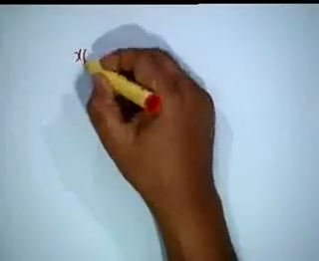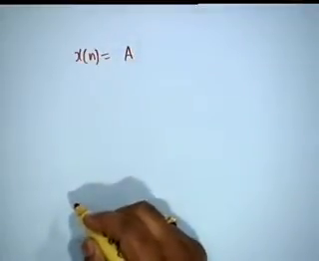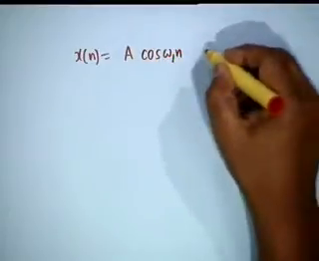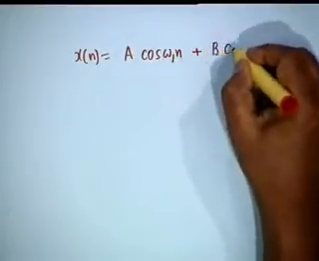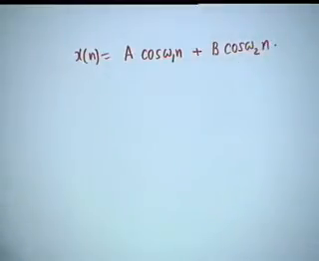Suppose you have an x of n which contains two sinusoids, a cosine omega 1 n plus b cosine omega 2 n. There are two sinusoids in the signal. The frequencies are omega 1 and omega 2. The signal x of n is not necessarily periodic.